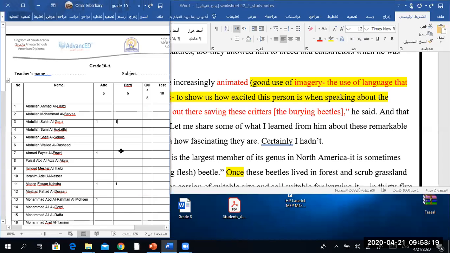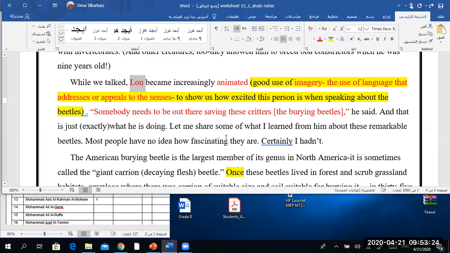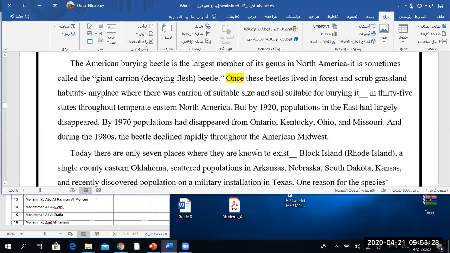So I'm going to move on to Mr. Ahmed Hamoudi Habibi, can you read for us? Start reading from here, Ahmed. From once, from once here.